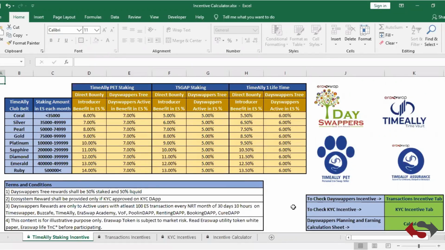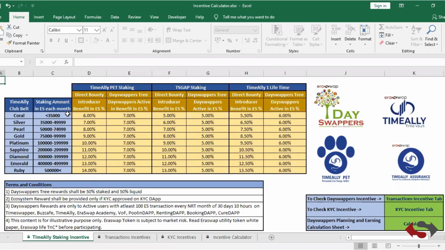Today I shall be explaining to you different types of incentives and how you can earn them. So first, starting with TimeAlly staking. Here you can see there are three staking plans: TimeAlly Pet, TS Gap and TimeAlly One Life One Time. Here you can see there are various belts of TimeAlly Club. So this is how we shall be getting these belts.